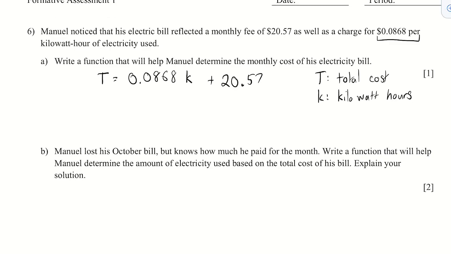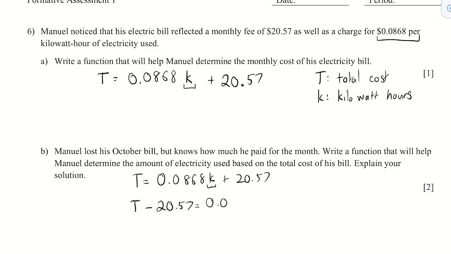So it says, Manuel lost his October bill, but knows how much he paid for the month. Write a function that helps Manuel determine the amount of electricity used based on the total cost of his bill. Explain your solution. So I'm now writing a function in terms of k, which means I'm actually solving for k. So how I'm going to organize this is I'm going to start with this original equation, t is equal to 0.0868 k plus 20.57.